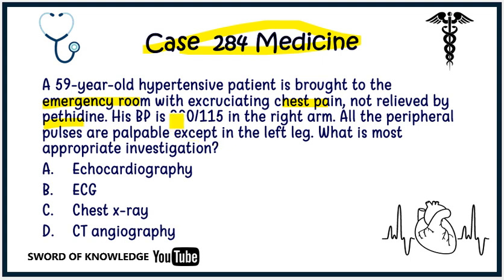His BP is 200 over 115 in the right arm. All the peripheral pulses are palpable except the left leg. What is the appropriate investigation?